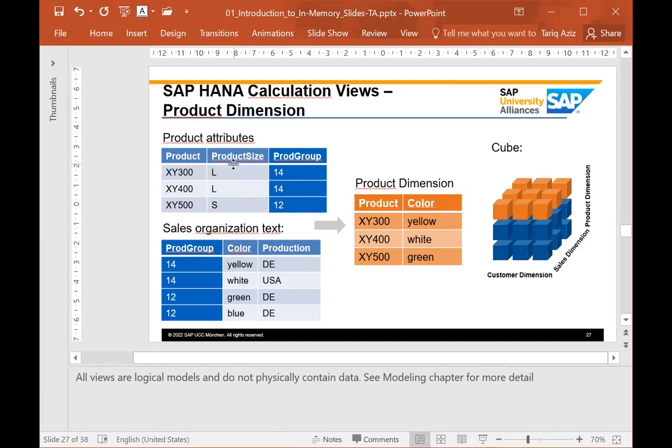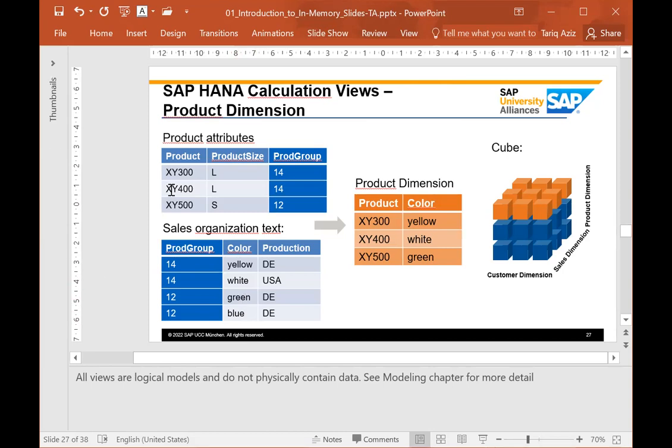So I'll be having a report on the yellow color or the white color. Maybe I have like 4 colors. So I want to see the sales of all these 4 colors. It will group all the products based on 4 colors. So I will be having like 4 main values at the end of the day. Does that make sense, guys?